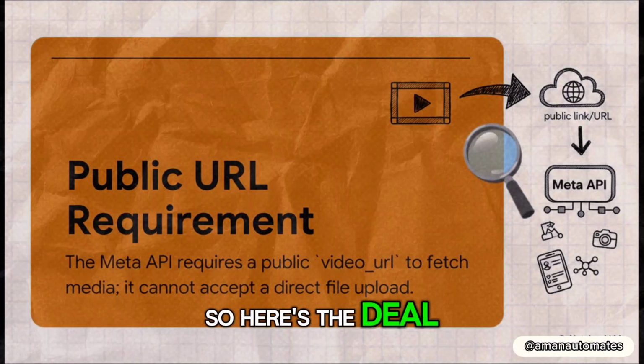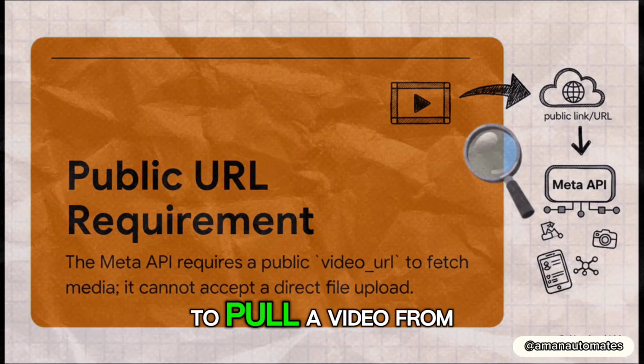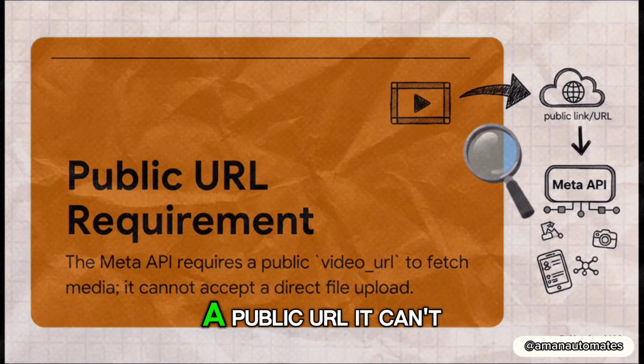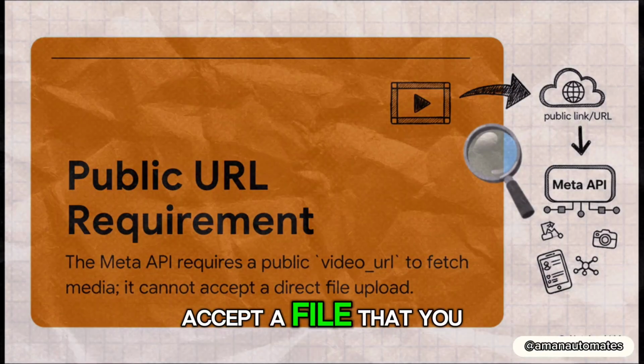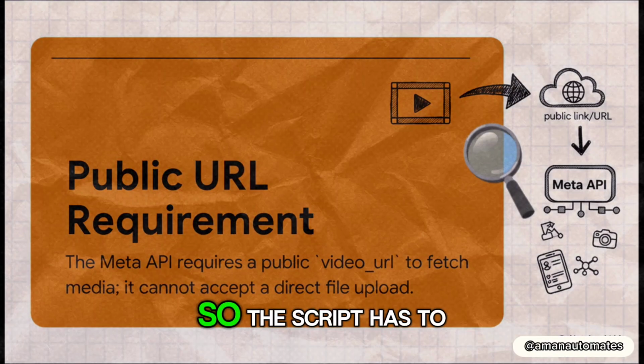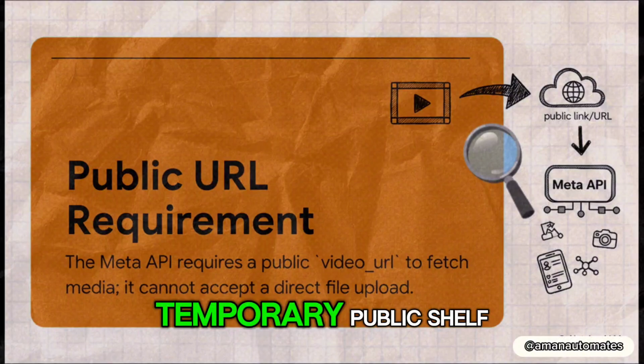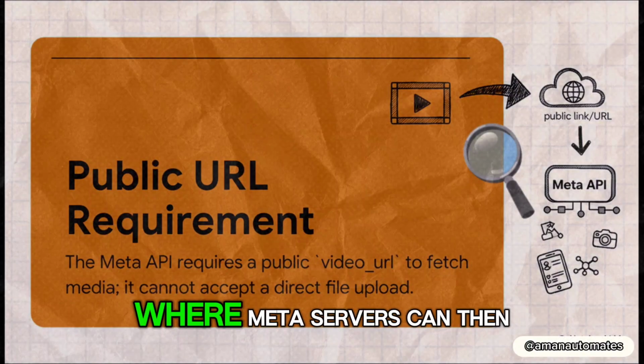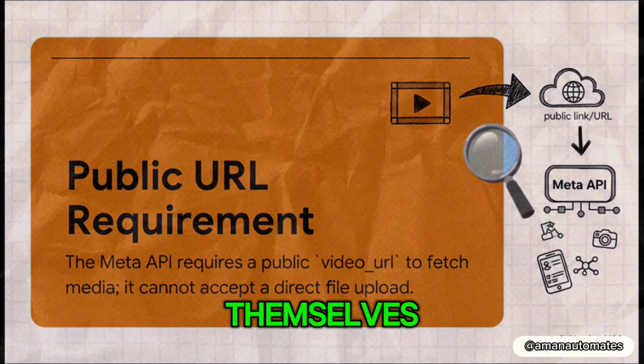So here's the deal. The Meta API is designed to pull a video from a public link, a public URL. It can't accept a file that you push to it directly. So the script has to put the video on a temporary public shelf, so to speak, where Meta's servers can then come and grab it for themselves.